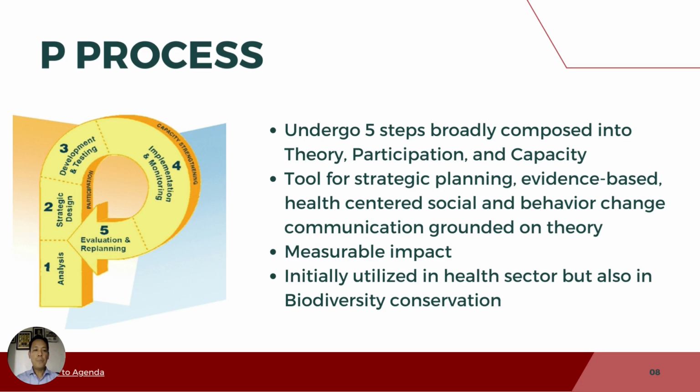Just a recap on P process, it has 5 steps, but broadly, it's composed of theory, participation, and capacity. So theory in a way that on step one there will be analysis, there will be participation all across strategic design, development, and testing, and also in the capacity strengthening, we have step four, which is focused on the implementation and monitoring. And then the last one is evaluation and replanning.